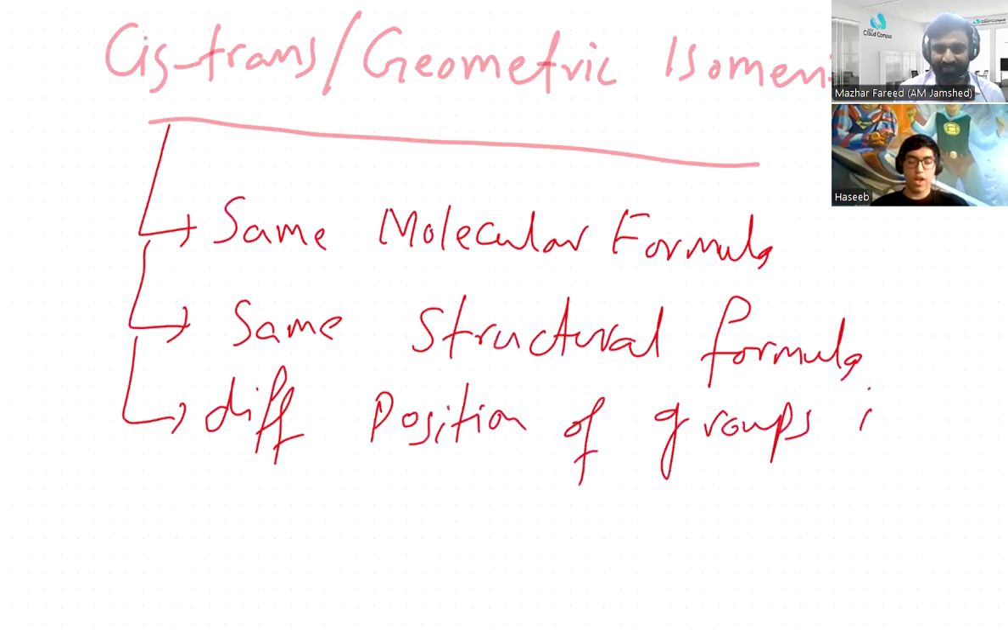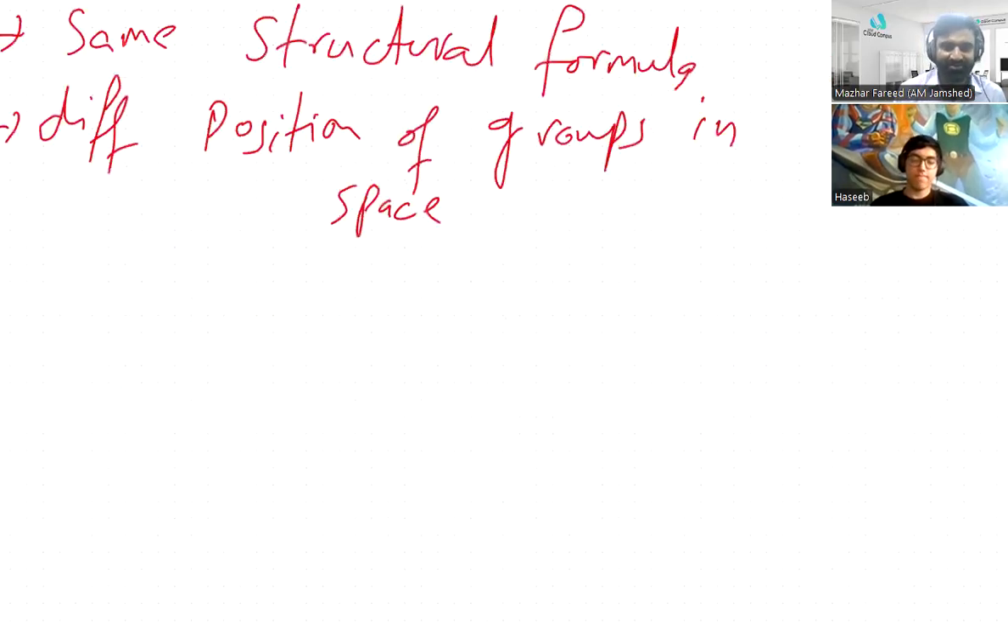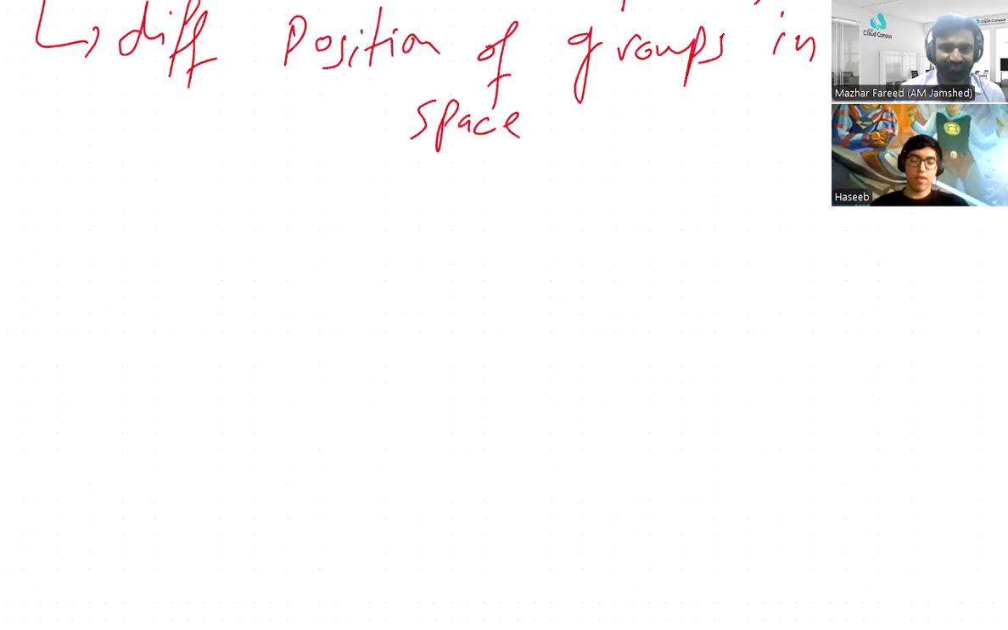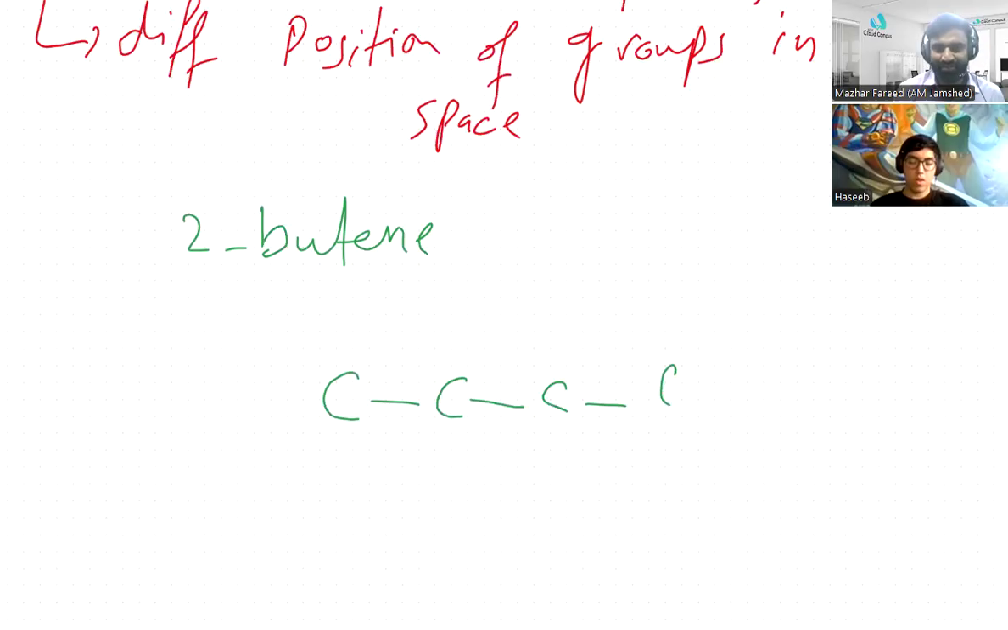Now we have to explain it with an example. Please explain 2-butene. So you can see it is butene, it must have 4 carbons. So 2-butene means the double bond will be at number 2, if you count from here. So each carbon makes 4 bonds.